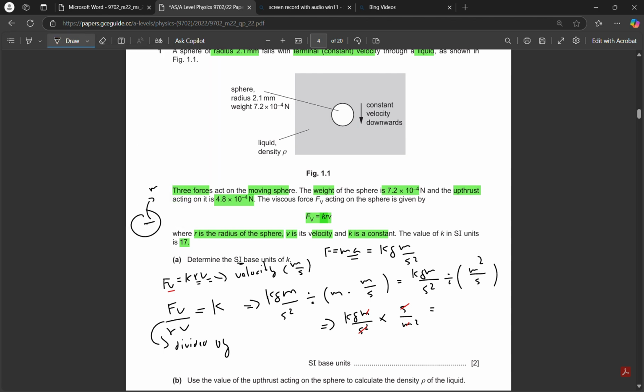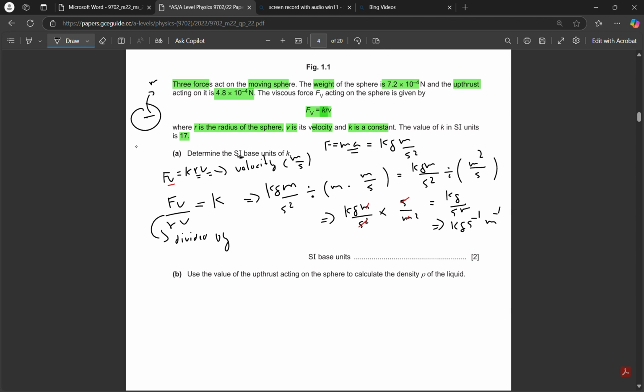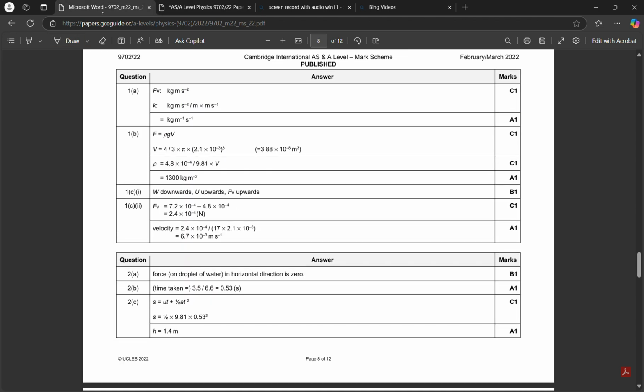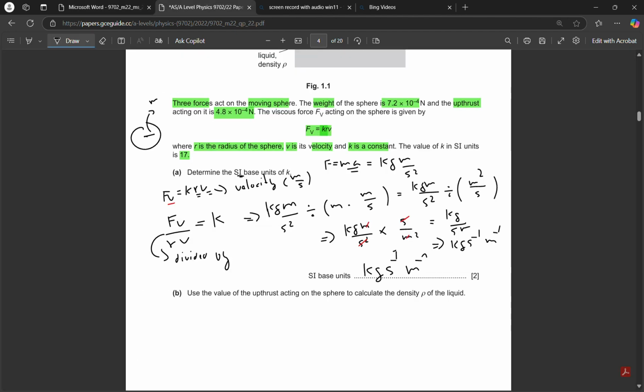This is going to leave us with kilogram per second meters. Or if we want to write it in a non-fractional way, that is kilogram second to the power minus 1 meter to the power minus 1. So kilogram second to the power minus 1 meter to the power minus 1. Okay, that is perfectly aligned with the marking scheme over here. All right, so move on to the second question.